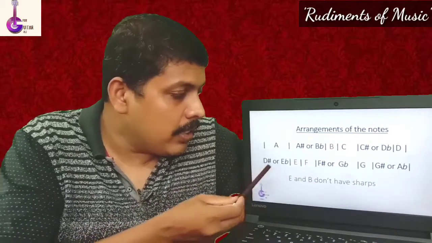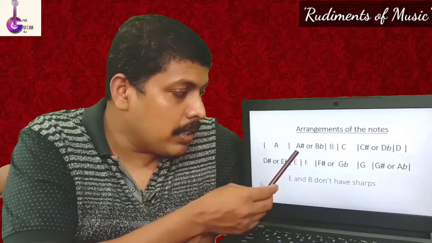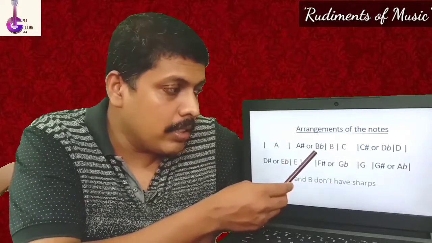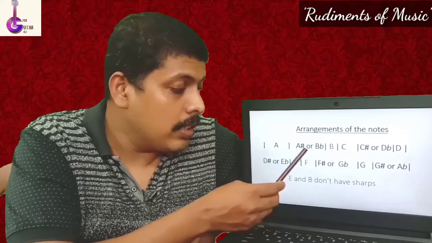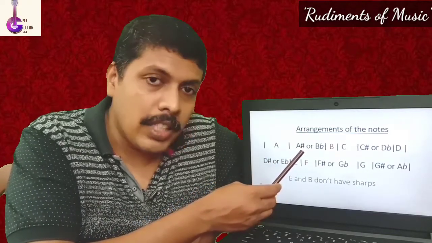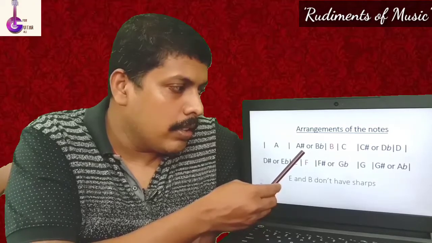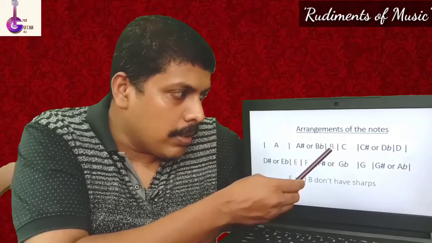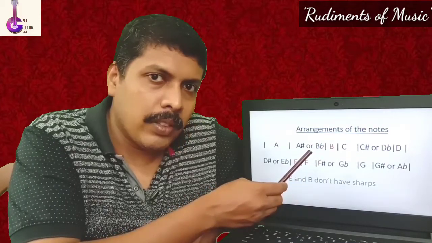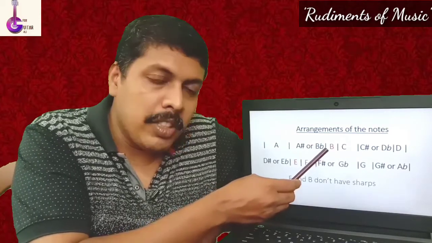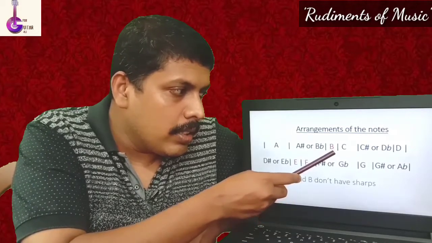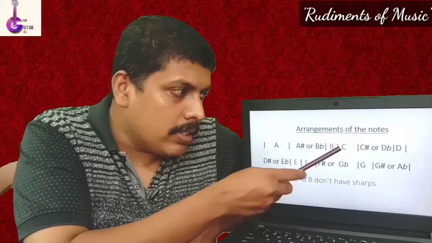You can see after A it is coming A sharp. A sharp is also called B flat. Why is it called like this? After A, one note is coming, which is A sharp. Before B it is called B flat. Before B one note is called B flat. You can see after B it is C.